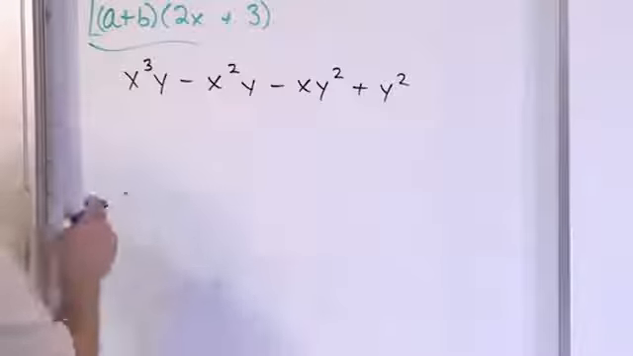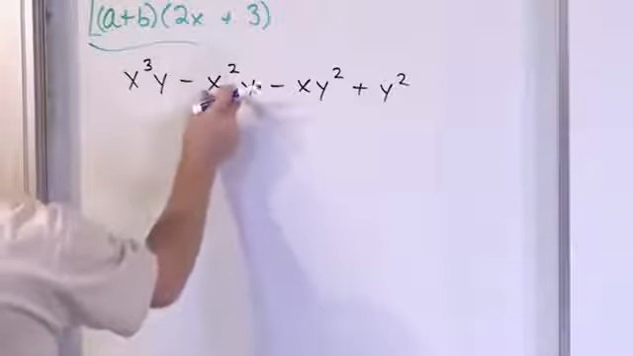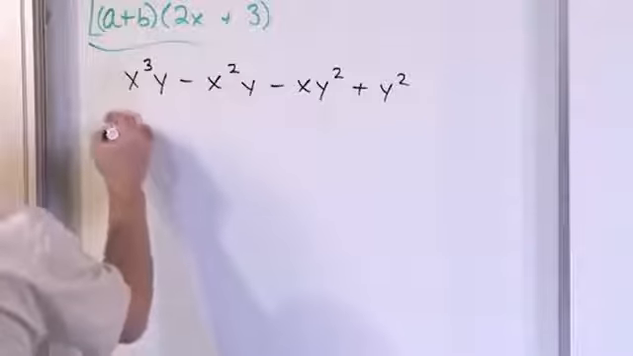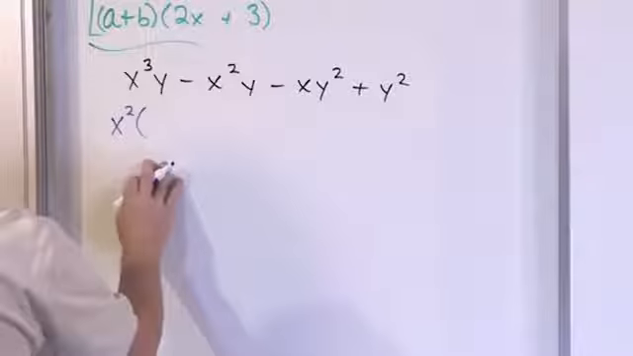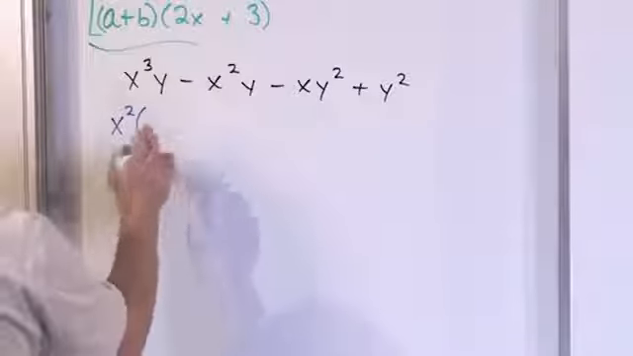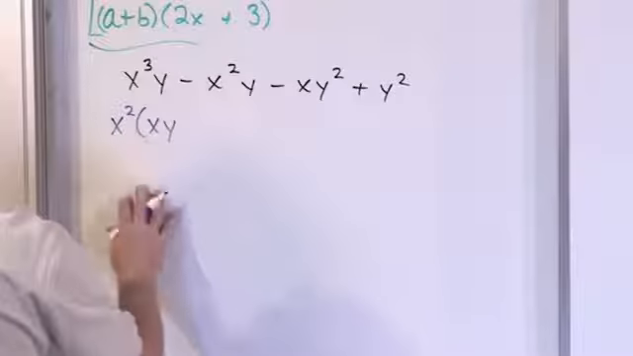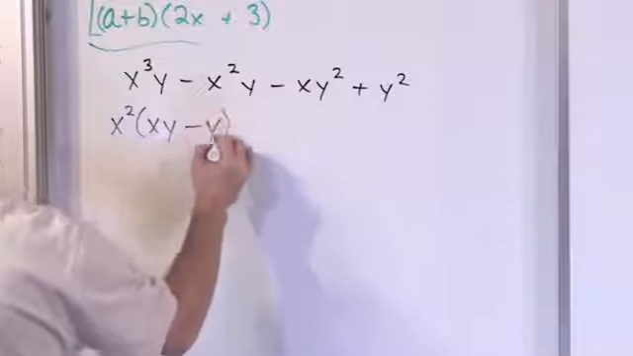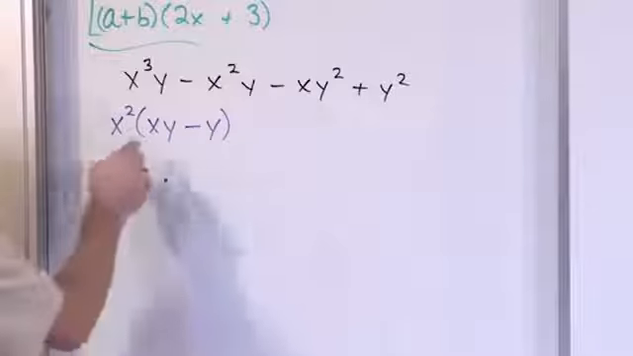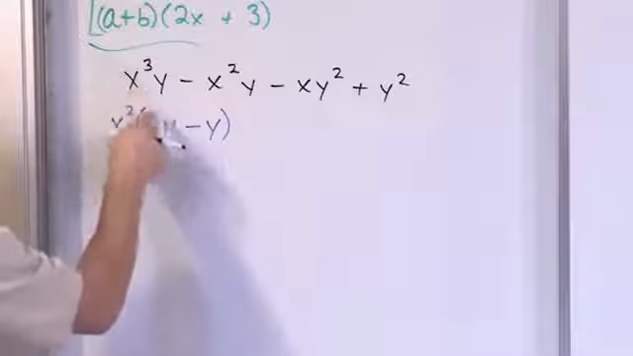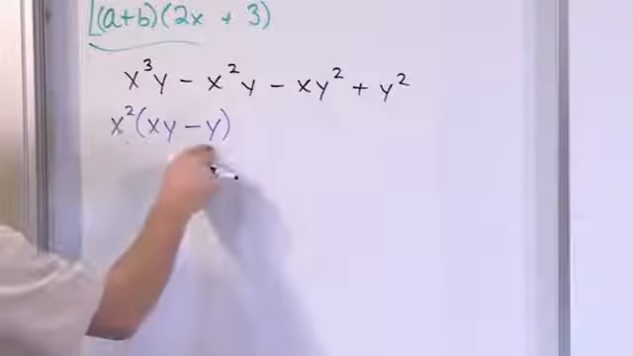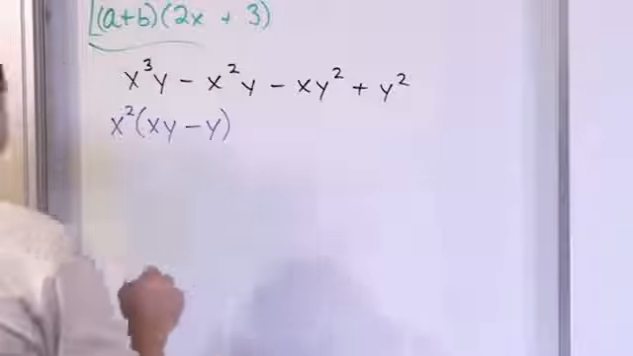I can see right away that I can pull out an x squared because I have an x squared here and an x cubed here. So I can pull out an x squared from these first two terms only, and when I do that, I'm going to be left with xy in the middle minus y, right? Because x squared times x is going to give me x cubed y, that makes sense, and then x squared y is going to come from there.